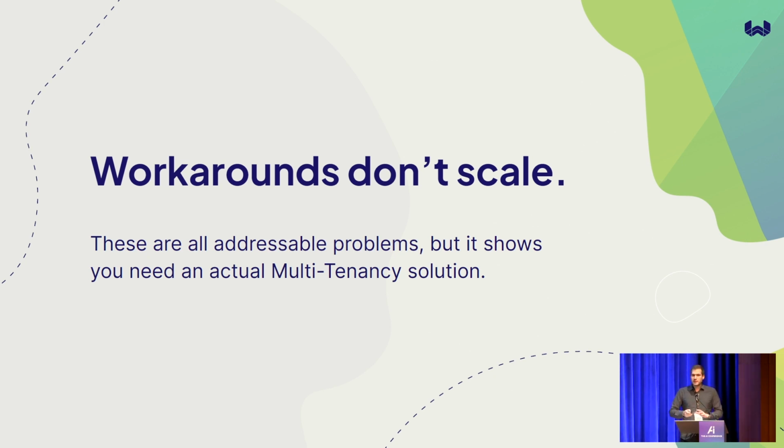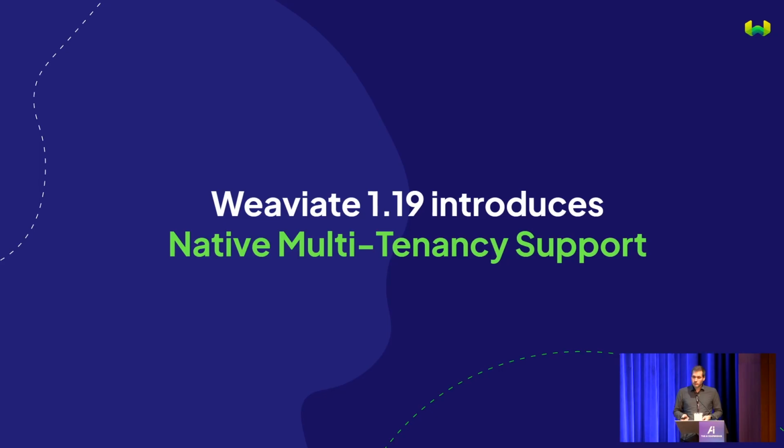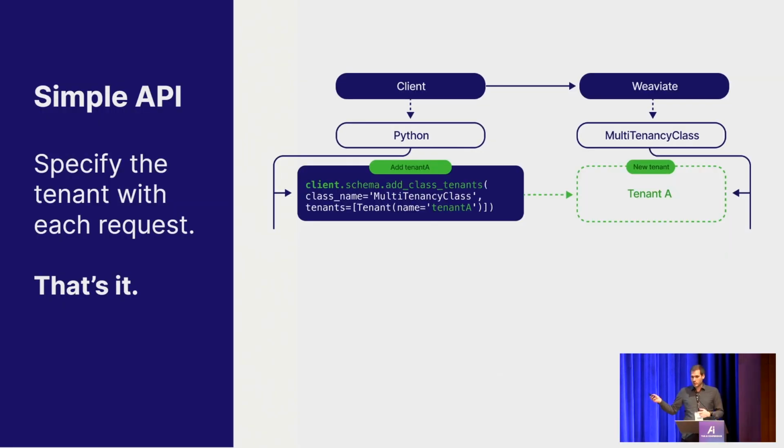So again, we were at this point where we're kind of on the right track. Scaling through shards is good, but it really just shows that you can't do workarounds anymore. You really need something purpose-built to address multi-tenancy at the root. And this is where Weaviate 1.19 comes in, the first release to actually support multi-tenancy natively. And quick API example, super, super easy to use.